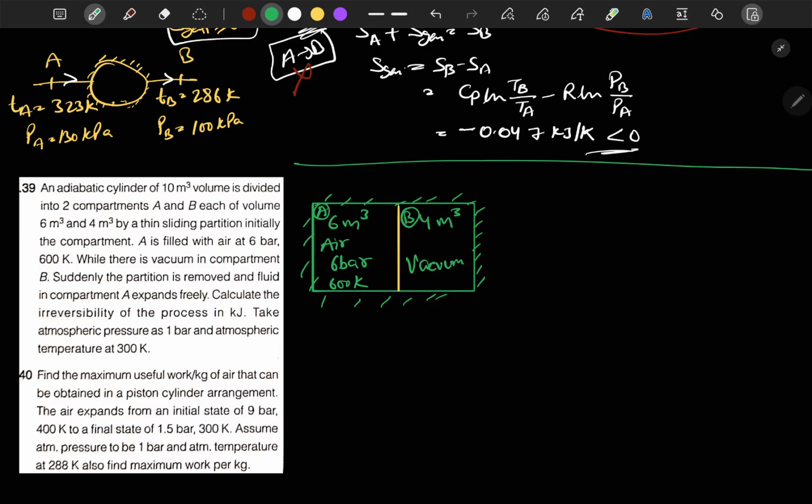Suddenly the partition is removed and the fluid in compartment A suddenly expands freely. Calculate the irreversibility in the process in kilojoule. Take the atmospheric pressure as 1 bar and atmospheric temperature as 300 Kelvin, given as P naught equal to 1 bar and T naught equal to 300 Kelvin. So in this process we can tell that the process is an unrestrained expansion.